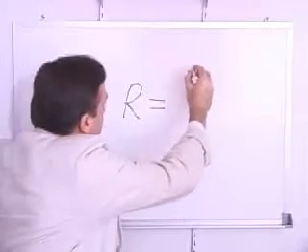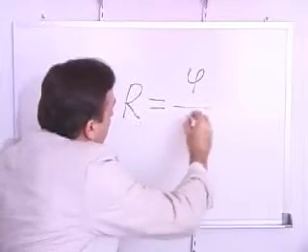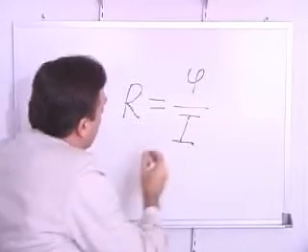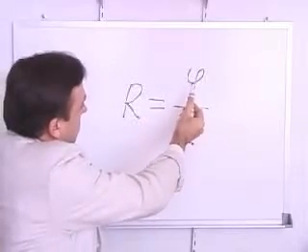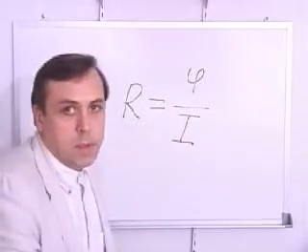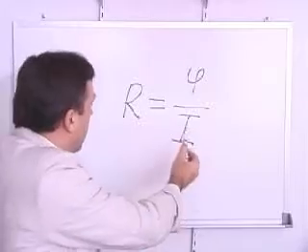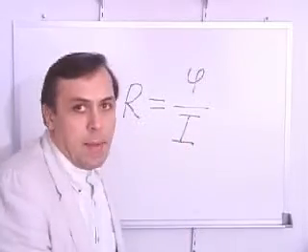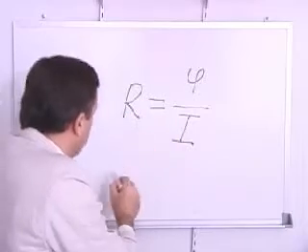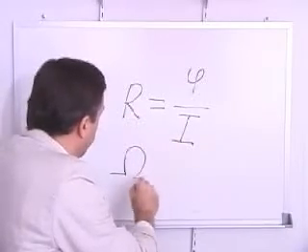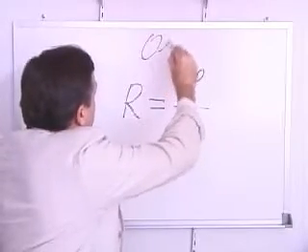where R is the resistance. Now, if the potential is expressed in volts and the current is expressed in amperes, then the resistance is expressed in ohms. This is the Ohm's law.